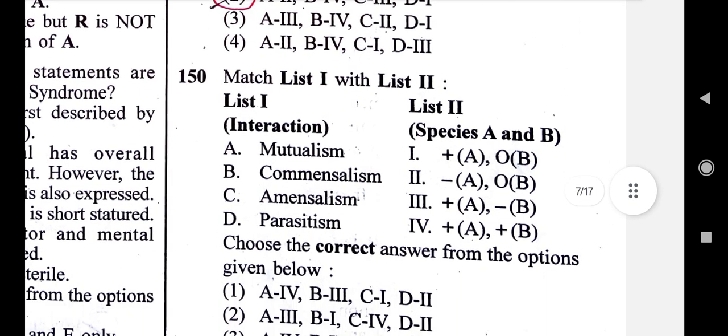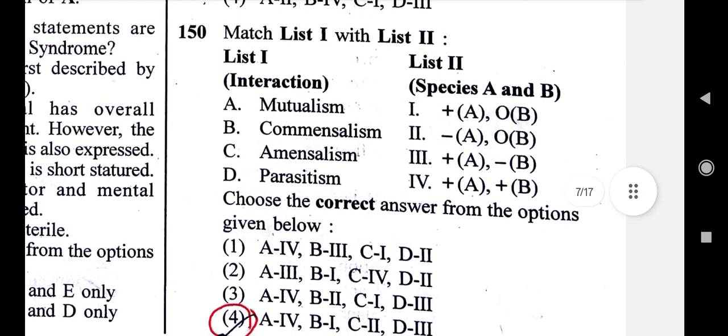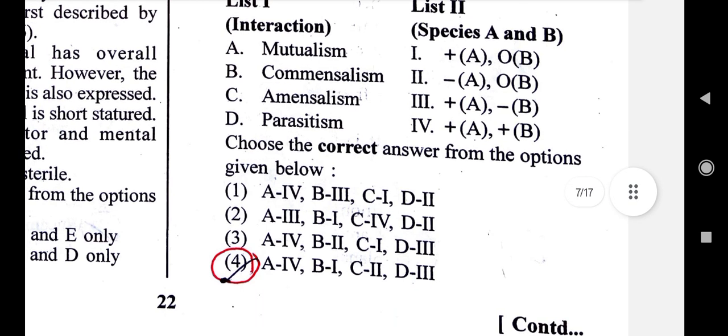Let's see question number 150. Match list 1 with list 2. Interaction between species A and B. Option A: mutualism, 1: positive for A and positive for B. Option B: commensalism, 2: positive for A, zero for B. Option C: amensalism, 3: negative for A, zero for B. Option D: parasitism, 4: positive for A, negative for B. Choose the correct answer from the options given below. Option 4 is the correct option.